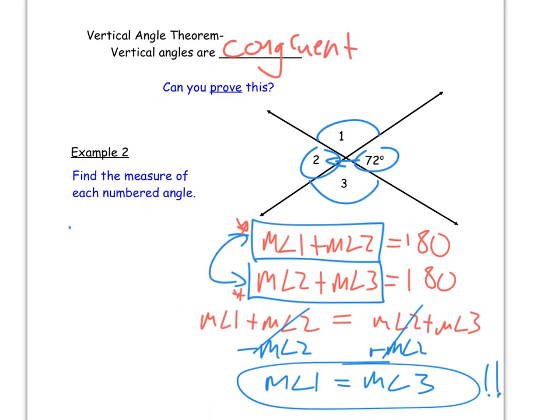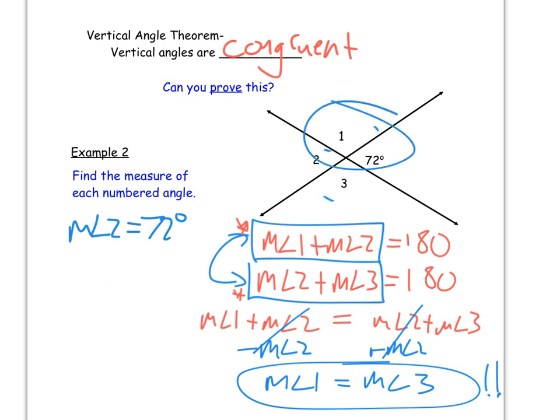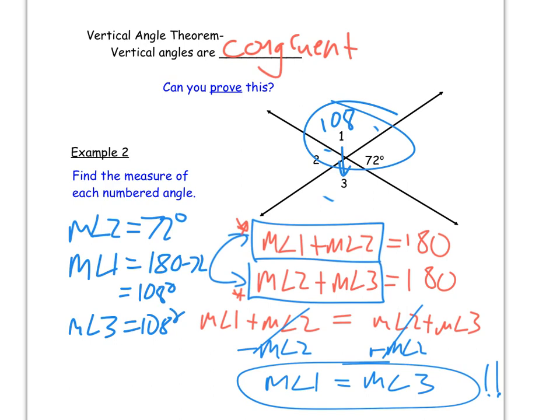So if this guy's 72, then its vertical angle over here has to be 72 also. So we can say the measure of angle 2 equals 72 degrees. Now remember, angle 1 and 72 have to add to 180. So if we do 180 minus 72, we can see that measure of angle 1 is 108 degrees. Let's show a little work: 180 minus 72 equals 108 degrees. That's measure of angle 1. And if this guy's 108, then its vertical angle across has to be the same. Measure of angle 3 is also 108. All right, there's our angles. So vertical angles are congruent, linear pairs are supplementary.